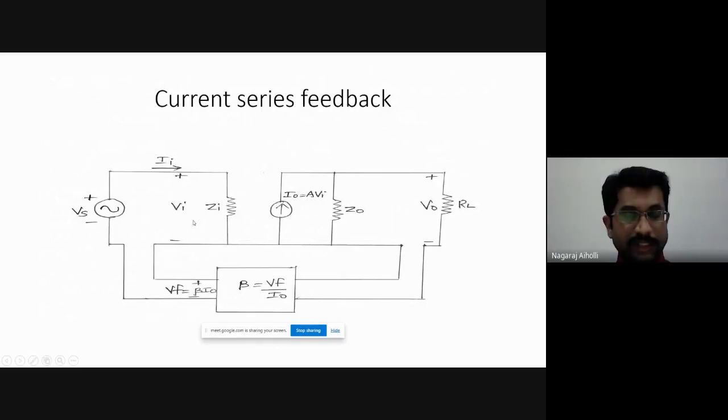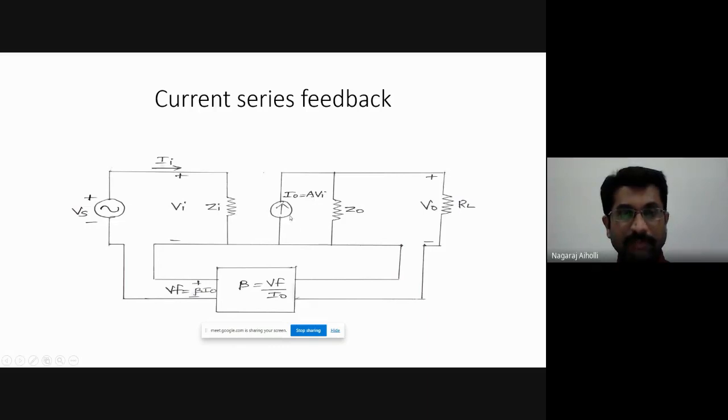We are drawing the circuit here. Vs is the source voltage, Ii is the input current, Vi is the input voltage, then Zi is the input resistance or input impedance without feedback. Then we have I naught is equal to AVi.